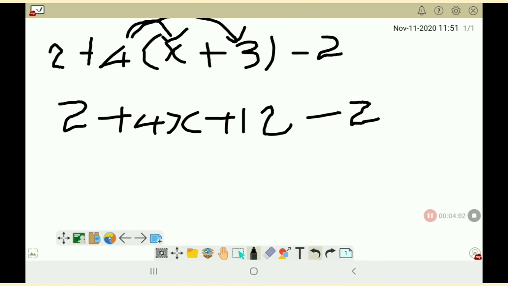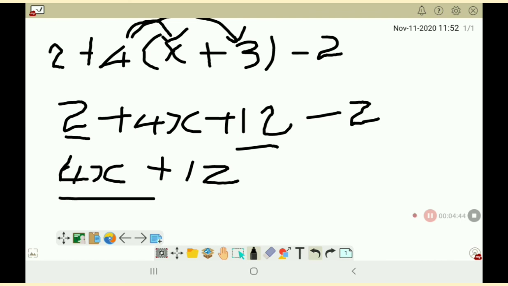Now we're going to simplify the expression. In order to simplify, we have to group like terms. Like terms have the same variables and the same powers. In this case, we only have one term with a variable, and that's 4x. So we write back 4x at the front. Then we group the numbers without letters. We have 2 plus 12, and that's going to be 14. And then 14 take away 2, we're left with a positive 12. So that is our answer.